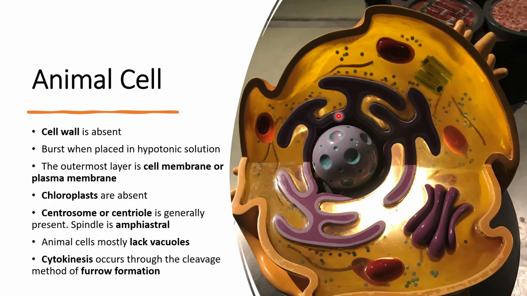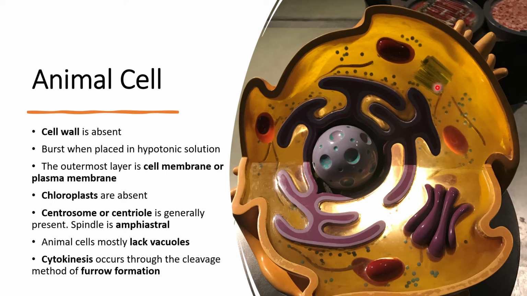The cell wall is absent in animal cell. That's why when an animal cell is placed in a hypertonic solution, it gets burst. The chloroplasts are absent in animal cell, but it is found in a plant cell. The centrosome or centrioles is generally present in the animal cell. This is the centriole, and it is present in the animal cell.